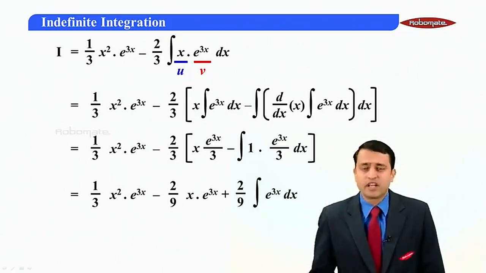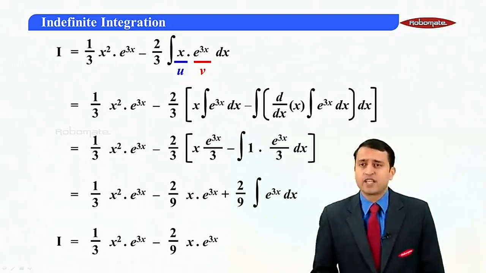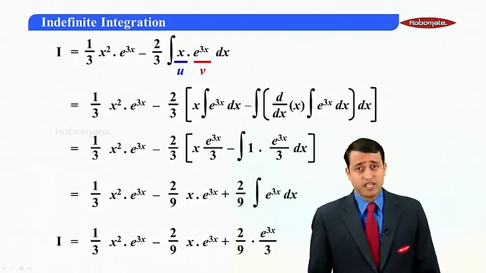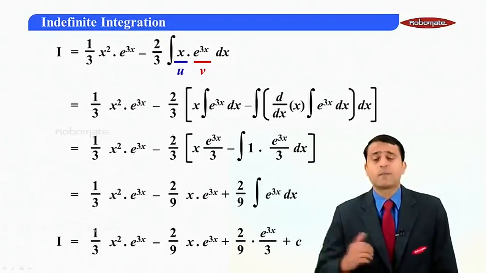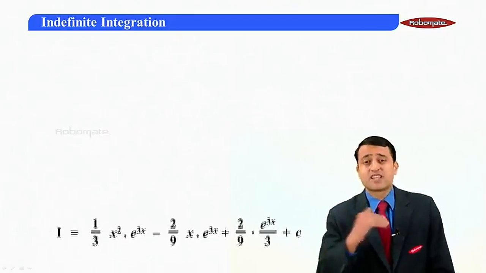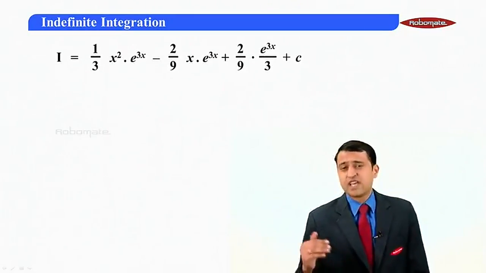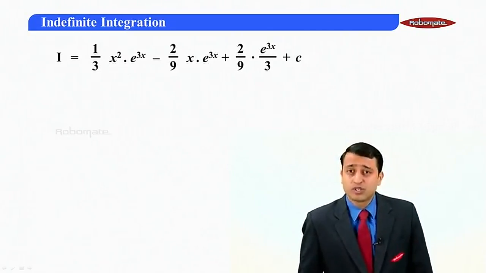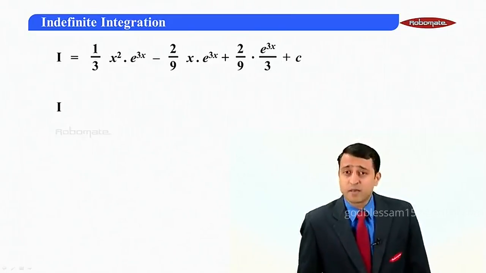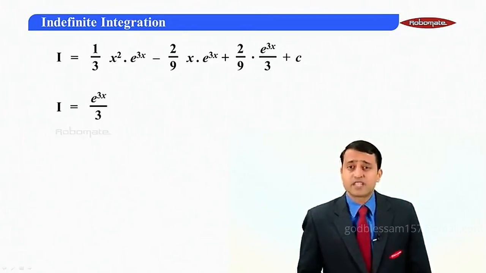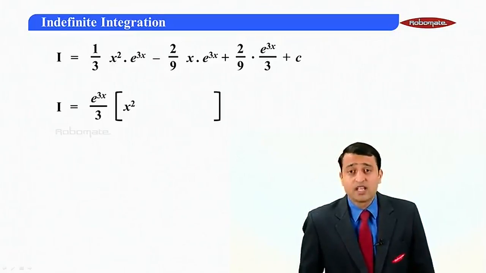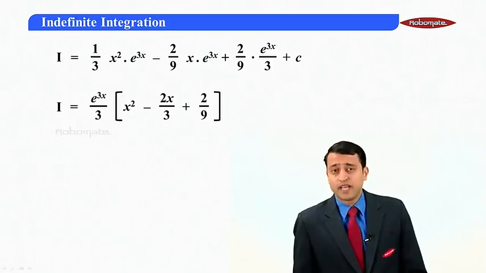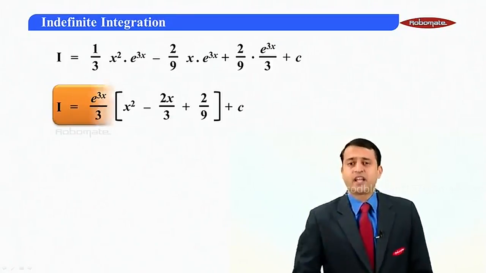Only one small integral is left to be evaluated, so let's evaluate that. What we will get is plus of 2 by 9 into e raised to 3x by 3, and since integration is over, a plus c. Now let's rearrange this answer. Can I say every term has an e raised to 3x and a by 3 also? Correct? So let's take e raised to 3x by 3 common, and what is left inside the bracket will be x square, then minus of 2x by 3 and plus of 2 by 9, plus c. This is our final answer.